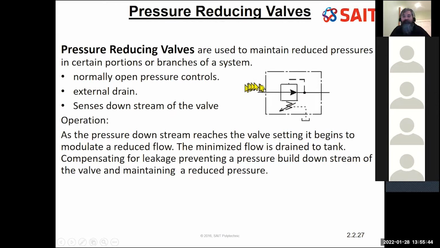So I may have a system running at 1500 psi. Absolutely fine. But I've got something that I only want to run at 400 psi or 200 psi. So I use this pressure reducing valve to do that. If I'm clamping something really, really light, I may want to just clamp a piece of aluminum. I don't want to damage it. I'm going to use some low pressure, but I want to punch a hole in it. That requires a lot more pressure. So I have this low pressure part of the circuit operating the clamp, leaving high pressure for the rest of the circuit to operate that punch. So it's a normally open valve. It senses downstream. And the other thing to note is this external drain.